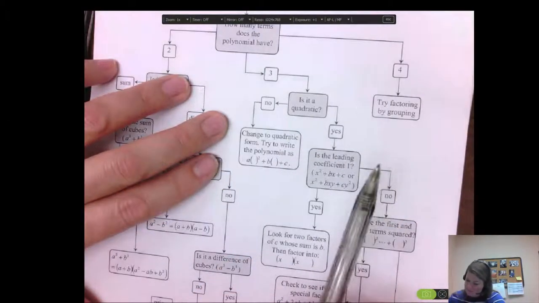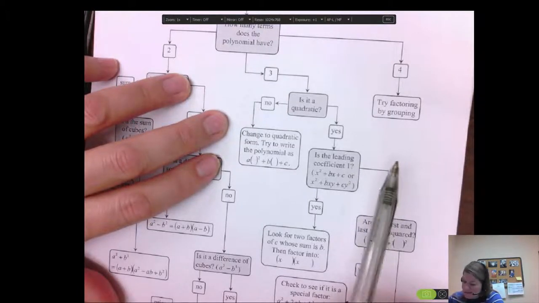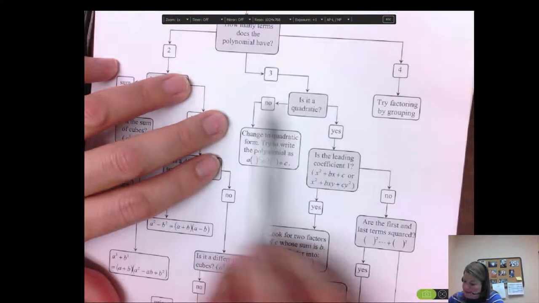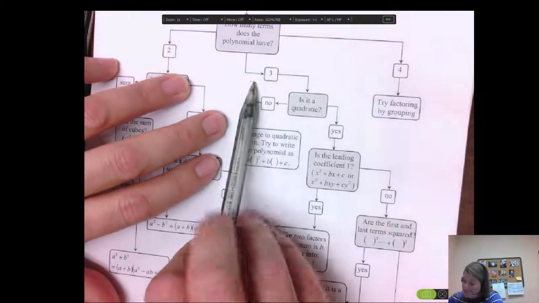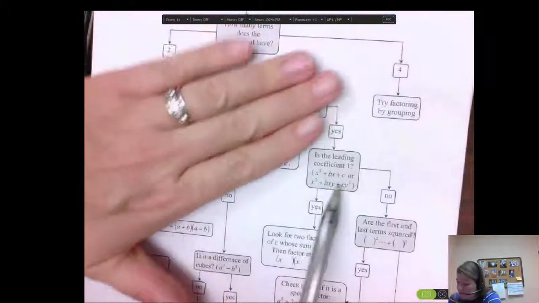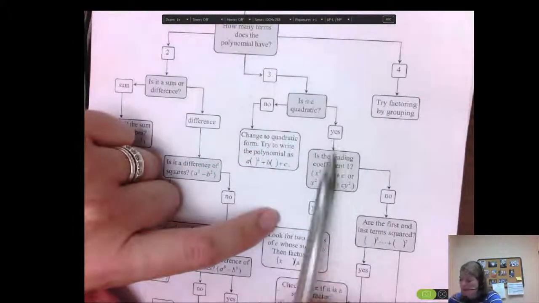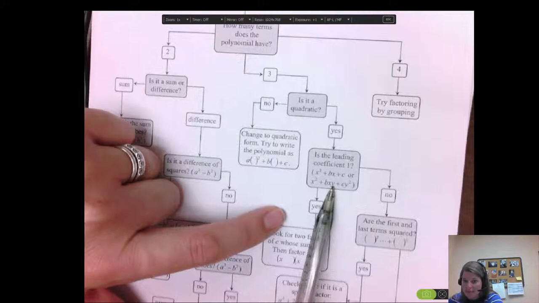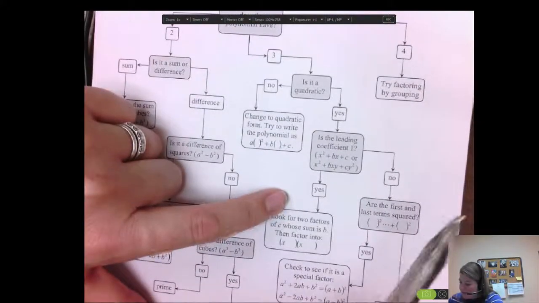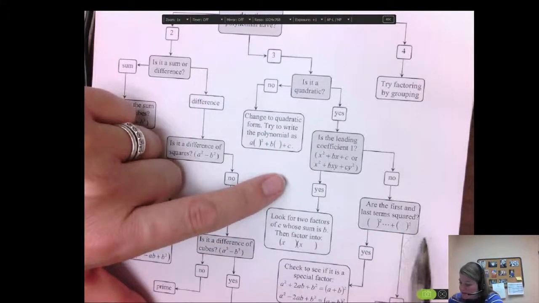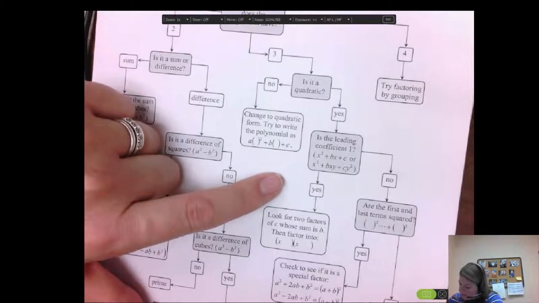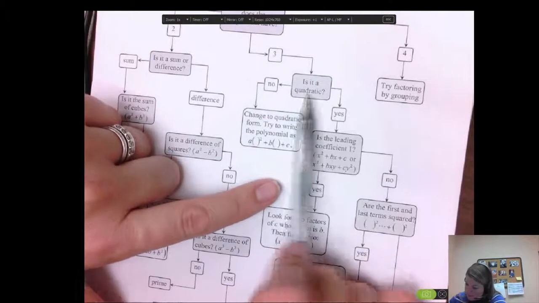I found this part a little odd. So trinomials, it's going to either have a leading coefficient of 1, or it's going to have a number in front of x squared, a larger leading coefficient. This one does it kind of weird. Okay, now I get where it's going. So is it a quadratic?